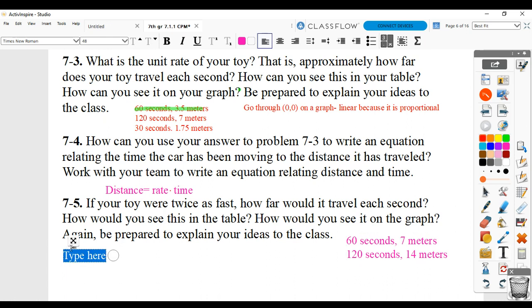All right. So in the table, if rate or speed is doubled, the distance is doubled.